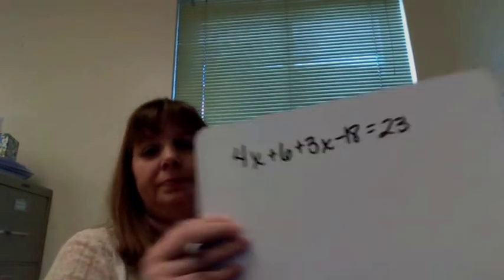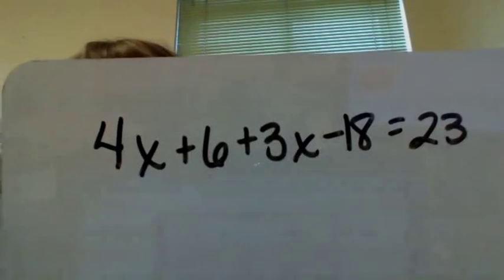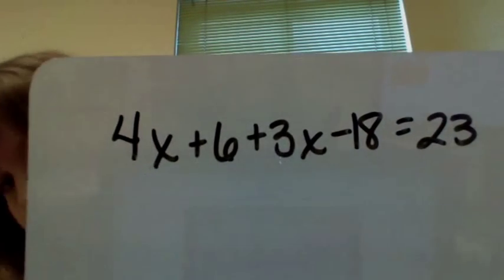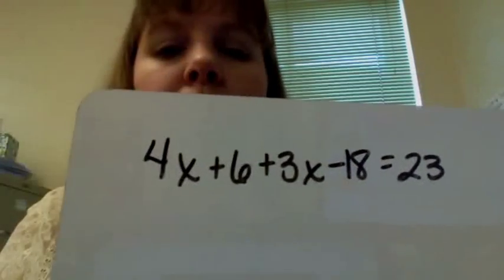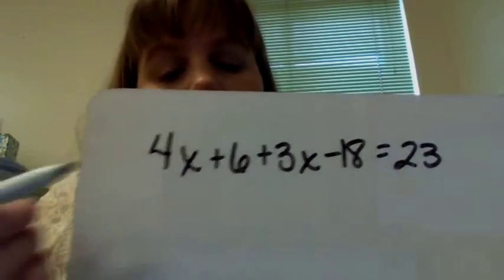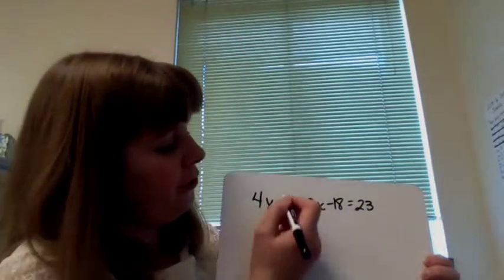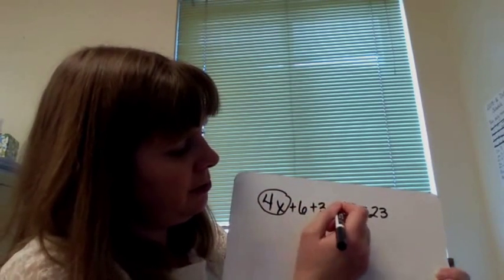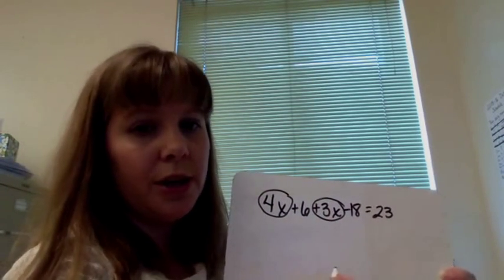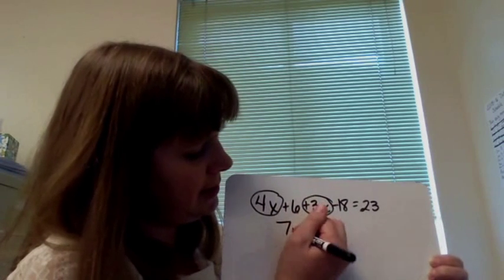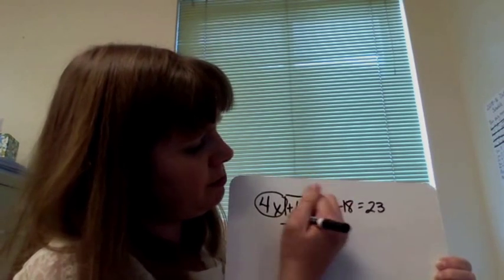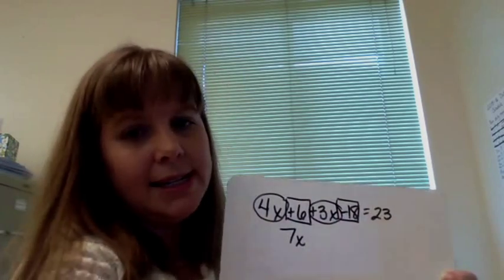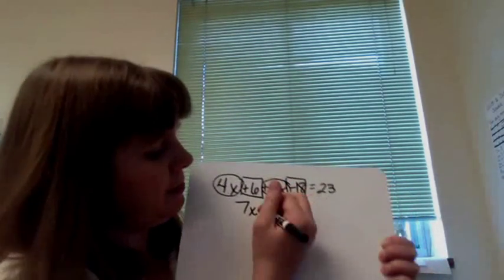We're going to start with 4x plus 6 plus 3x minus 18 equals 23. So there's our first problem. The first thing I want to do here is combine my like terms. I want to simplify on either side. So here I have 4x plus 3x. I can put those together because they're like terms. So 4x plus 3x is 7x. I also have this plus 6 and minus 18. So 6 minus 18 gives me negative 12.